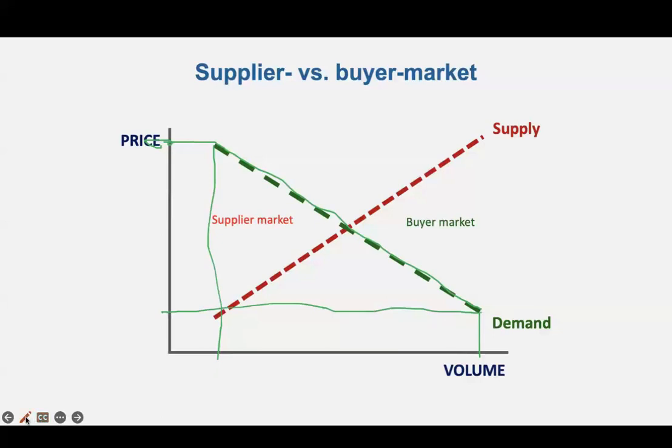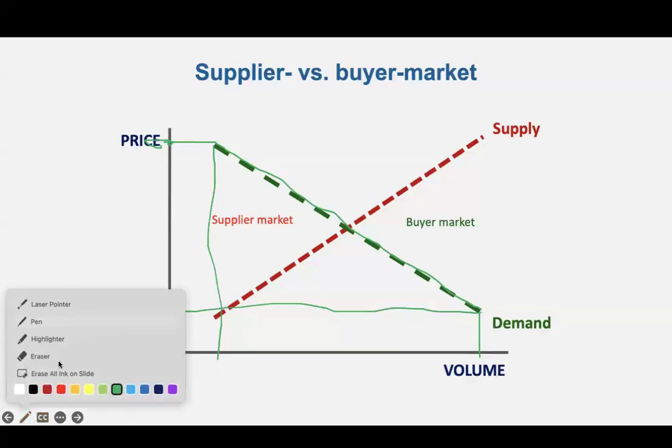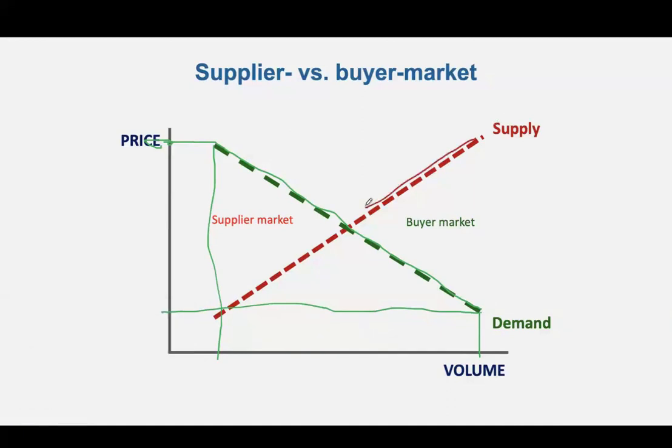And then we have this supply line, this red line. In this line, when price is low, then supply volume is also low. This means that when the market price of a product is low, then fewer suppliers are willing to bring their product to the market, and therefore supply volume would be low.